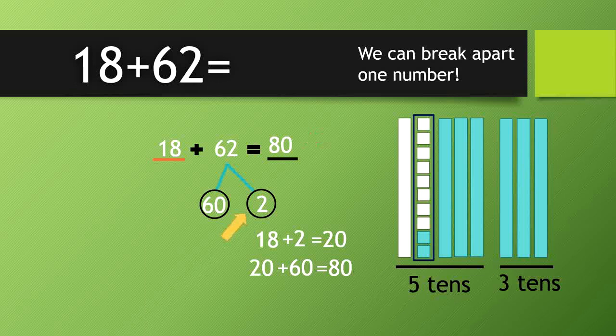One other thing to point out about this problem is that I started by adding the ones, which was 2. You could also start by adding the tens. Either way, you'll get the right answer. Also, I chose to leave the number 18 alone and separate out the number 62. You could easily leave 62 alone and separate 18. It's your choice. Either way, you'll get the right answer.